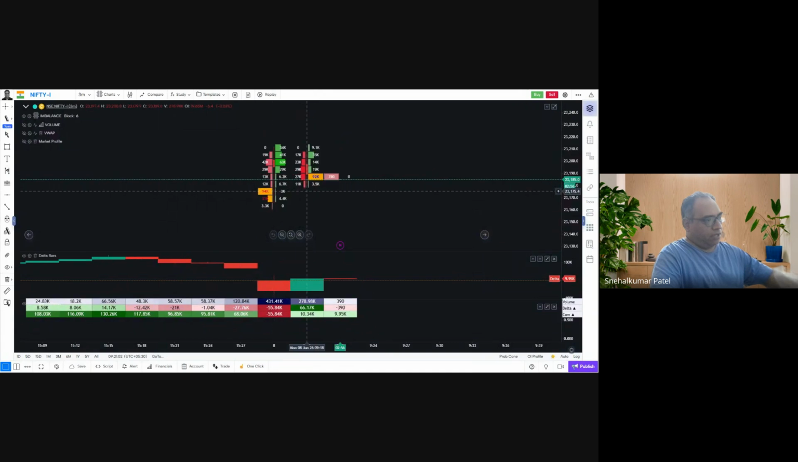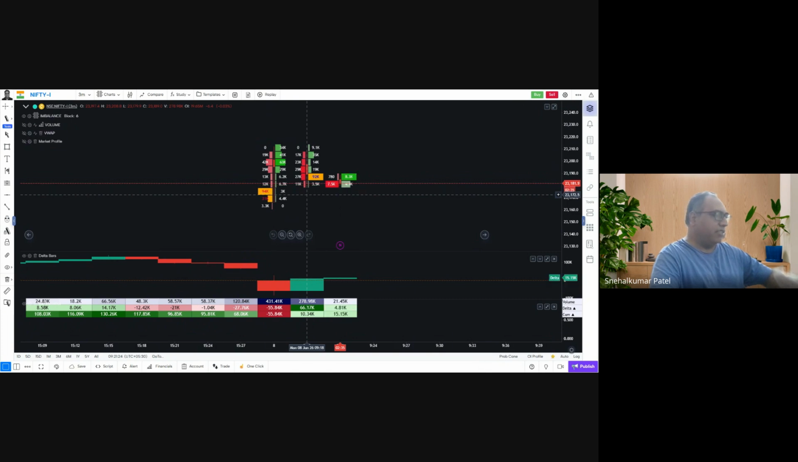So around 23,170. Let's say this is closer to 23,150. So at 23,150, there are more sellers than buyers. And how do we identify imbalance? What is actually imbalance in the order flow chart?